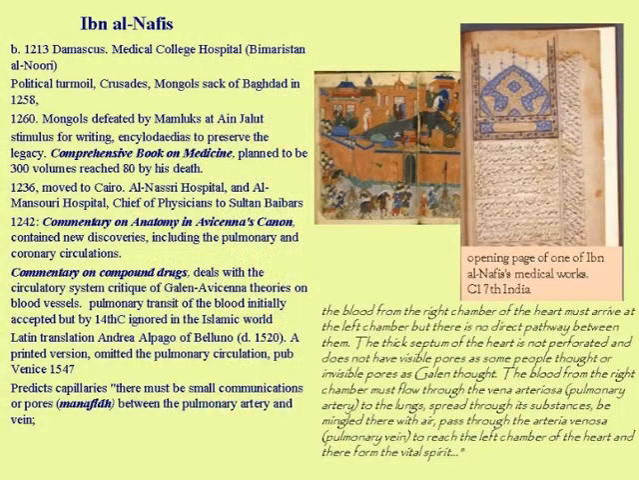And in one of them, the commentary of the compound drugs, is where he describes the pulmonary transit. So long before we in the West had any idea that blood was moving from the heart to the lungs to be oxygenated, it's clearly stated in this gentleman's book. And he says, the blood from the right chamber of the heart must arrive at the left chamber, but there's no direct pathway between them, which is in contradistinction to what Galen had said.